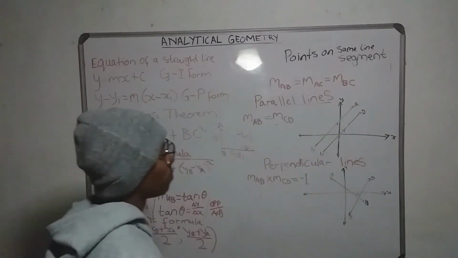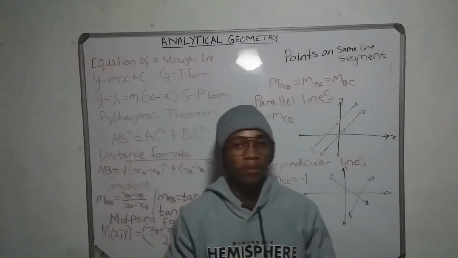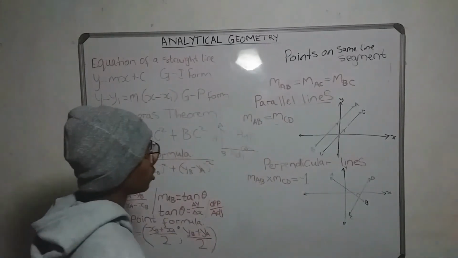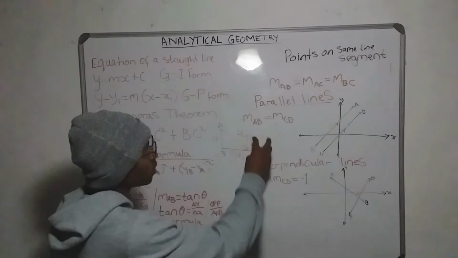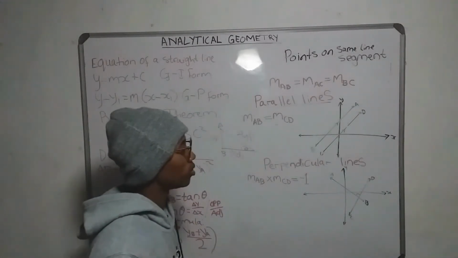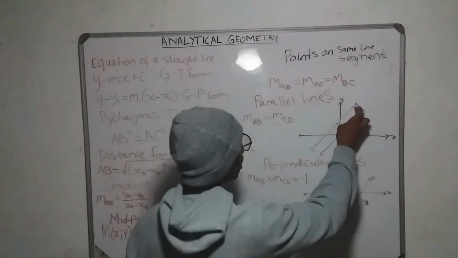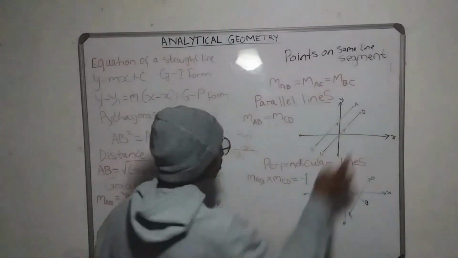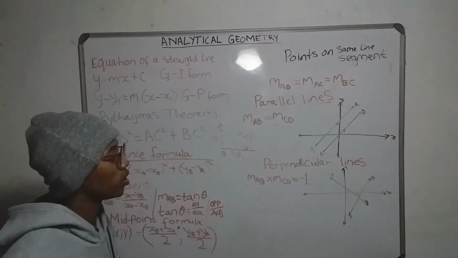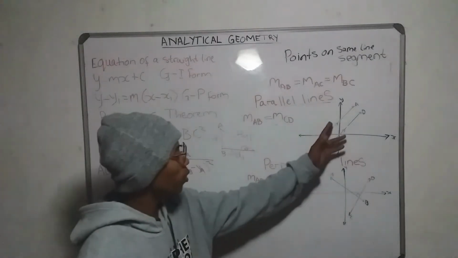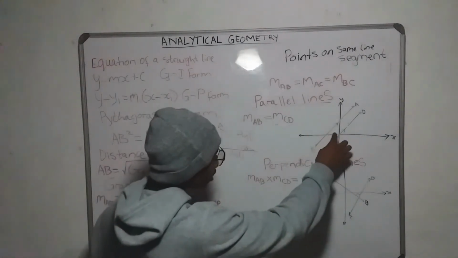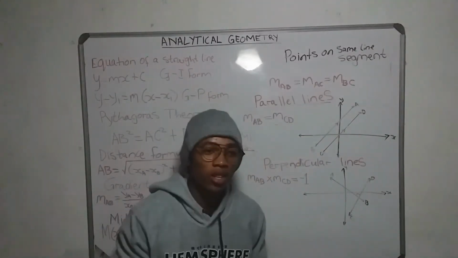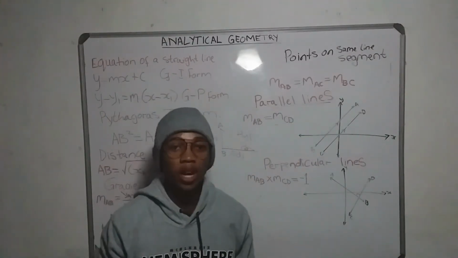Parallel lines. Parallel lines are the lines that never meet. So if your lines are parallel, it means they have equal gradient as well. So the gradient of line AB is equal to the gradient of the line CD. That's just how it is. Just look at it. You know, the angle that you will have there is equal to the angle that you have there, as long as your lines are parallel to each other, right?